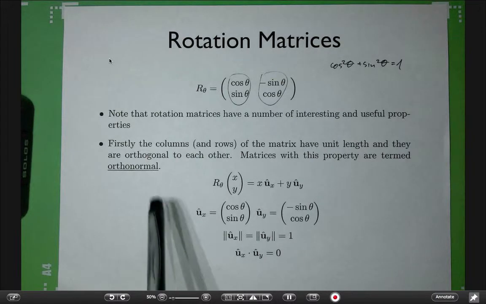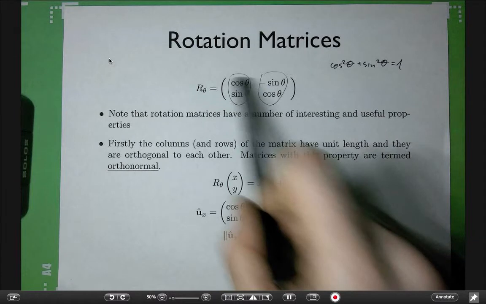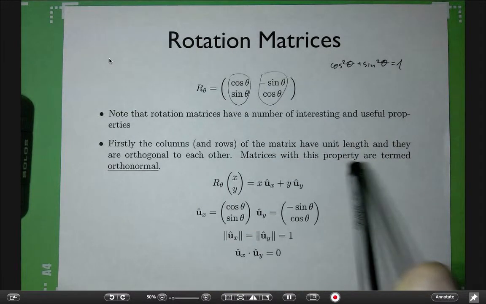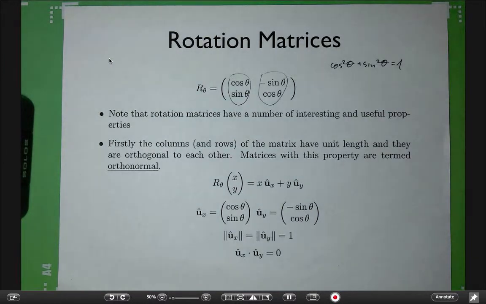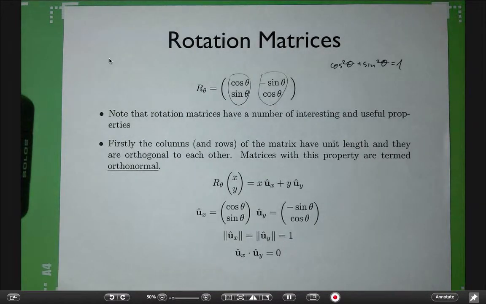So let me summarize that. The columns of the matrix, and it turns out the rows as well, have unit length and they are orthogonal to each other. We will see that this will be true not just for 2-dimensional rotations, but for rotations in any dimension: 3-dimensional, 4-dimensional, and so on. But here we are looking just at the 2D case. And matrices with this property, we call them orthonormal matrices.